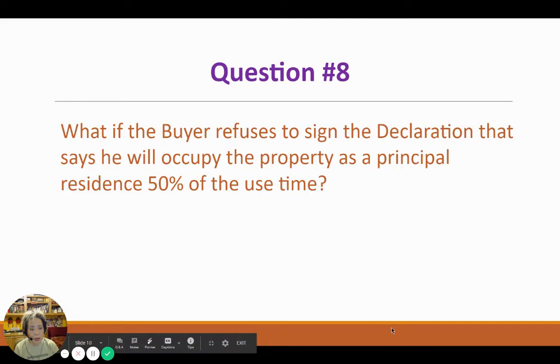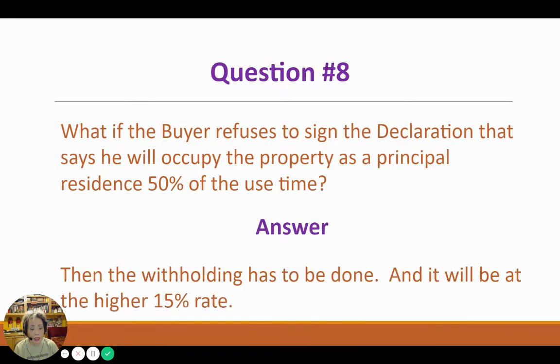Question number 8. What if the buyer refuses to sign the declaration that says that he will occupy the property as his principal residence 50% of the use time? The answer is, if the buyer refuses to sign the declaration, then the withholding has to be done. And it will be done at the higher 15% rate.